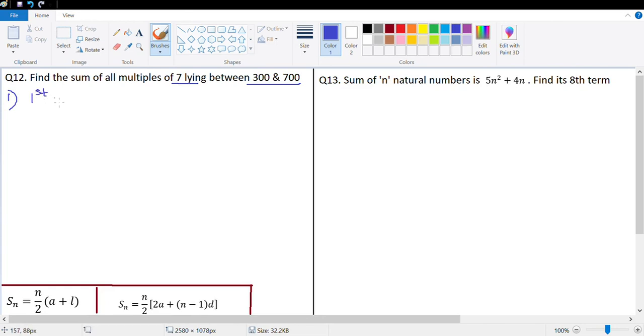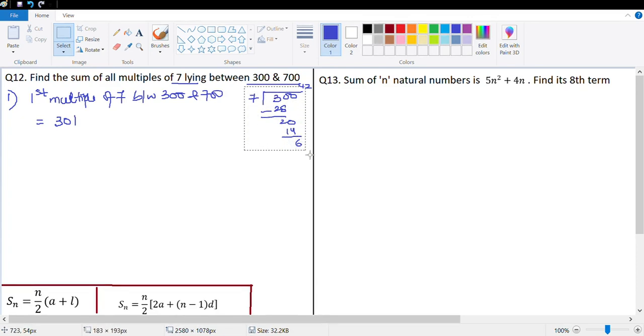So first multiple of 7 between 300 and 700. Let's divide 300 by 7 and let's see what's the remainder. 7 into 4 is 28, that's 20. 7 into 2 is 14, remainder 6, which means had there been one more, then this would have been perfectly divisible. So the first multiple of 7 between 300 and 700 is 301.